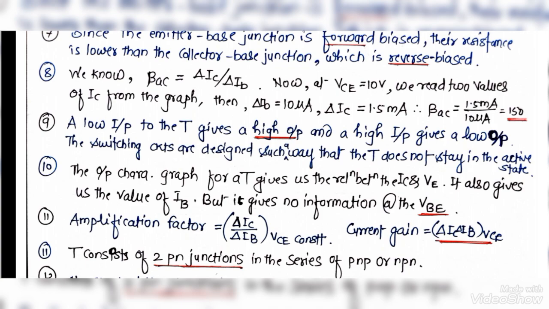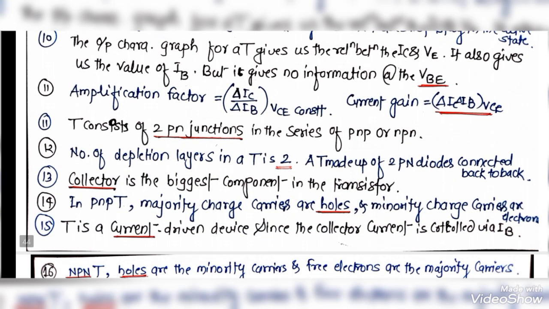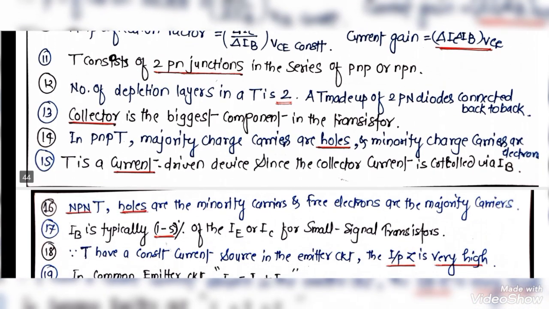Amplification factor is equal to small change in IC upon small change in IB, and VCE is constant, that is current gain is equal to change in IC upon change in IB, VCE is constant.